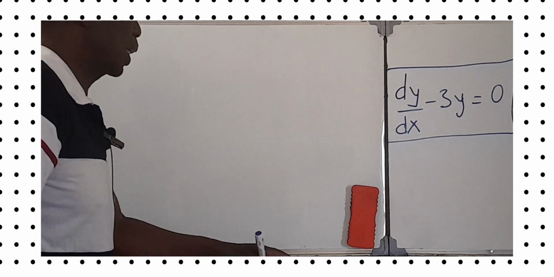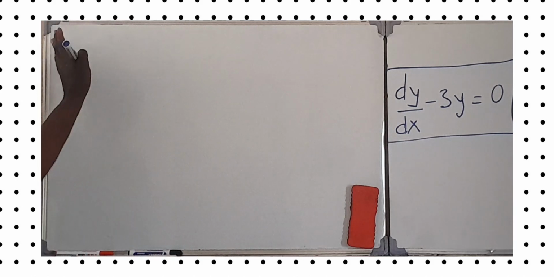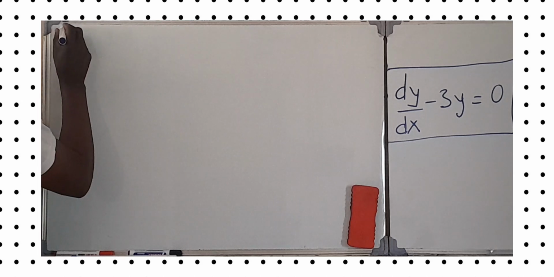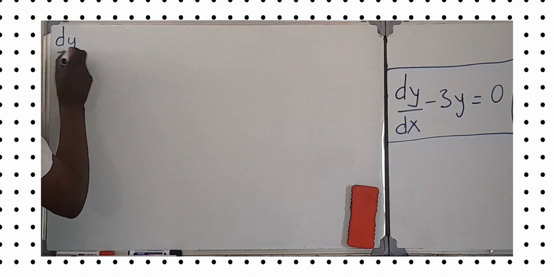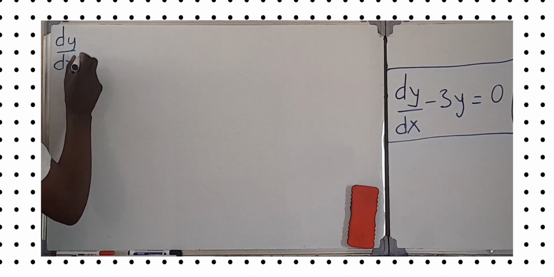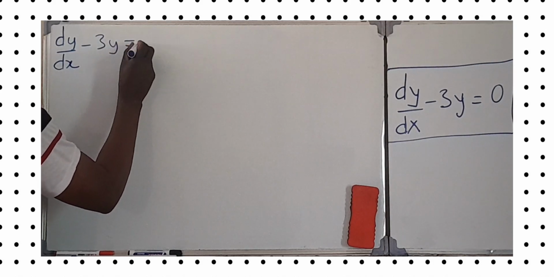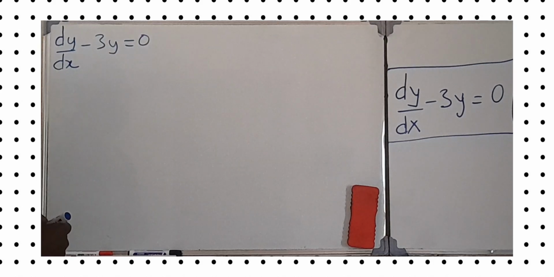So let's get cracking and rewrite our differential equation over here so we can sort out this integrating factor. So it is dy/dx minus 3y is equal to 0. That's our differential equation. Now, what is the integrating factor?